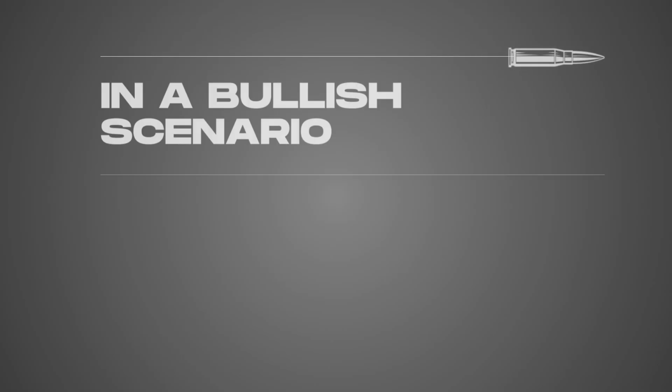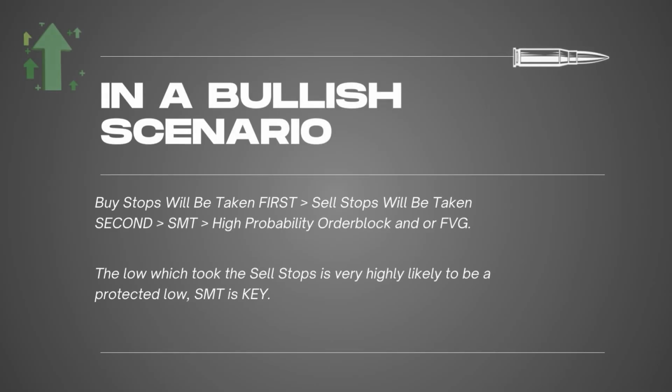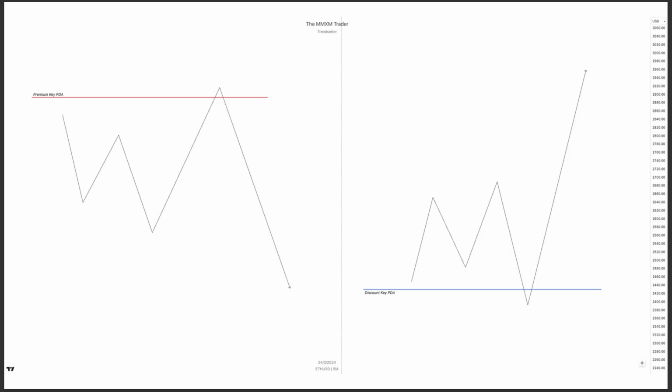is key here. Now in a bullish scenario, we want to see those buy stops getting taken out first, then the sell stops will be taken, and then again we want to be waiting for that SMT to form, right? Because that high probability order block or fair value gap forms once that SMT is formed. The low which took the sell stops is very highly likely to be a protected low, and again SMT is key over here.